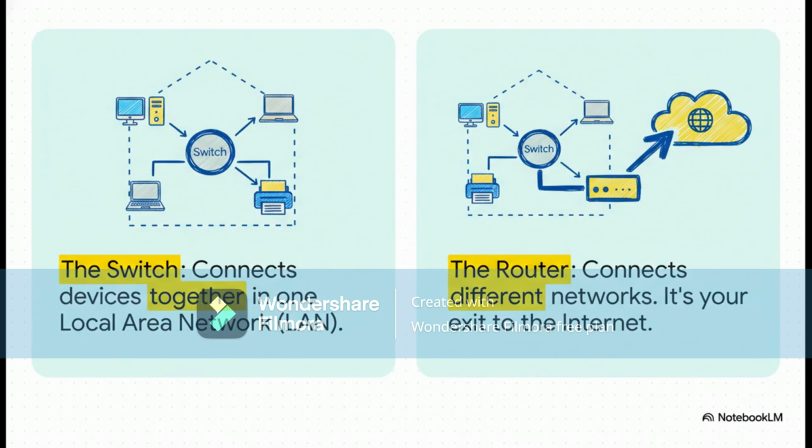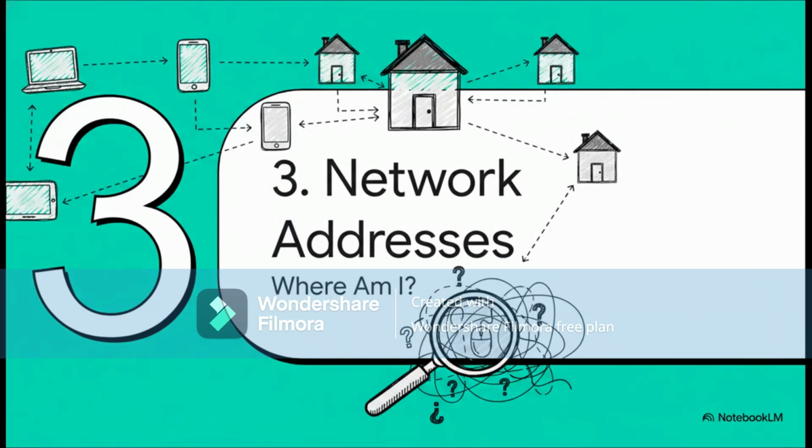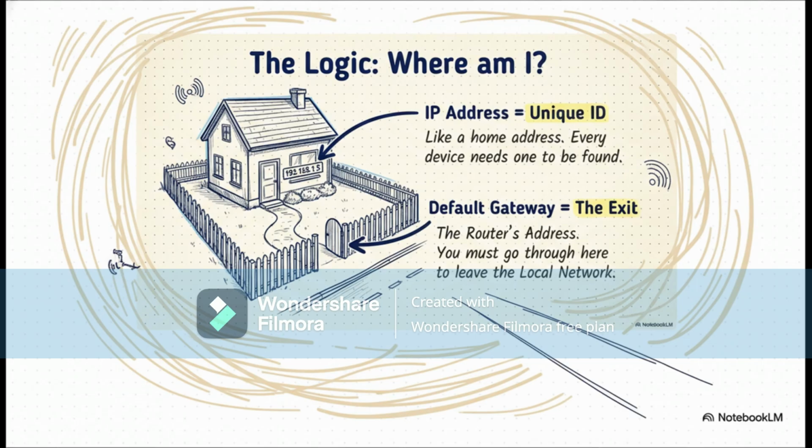That distinction comes up all the time. Every single device on a network, your phone, your laptop, your game console, needs an address, just like every house on a street needs an address so the mailman can find it. Without an address, your computer is totally lost. And this house analogy is just perfect.